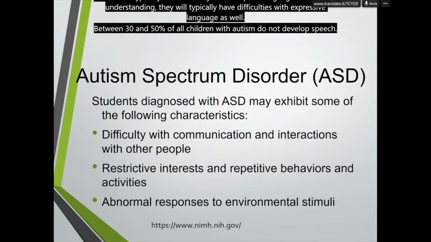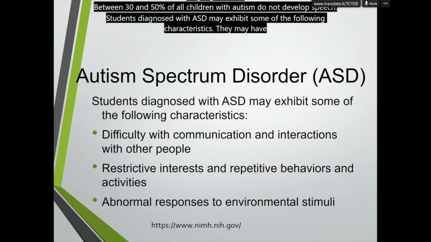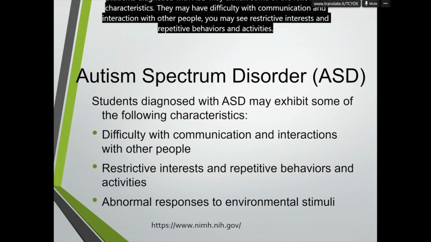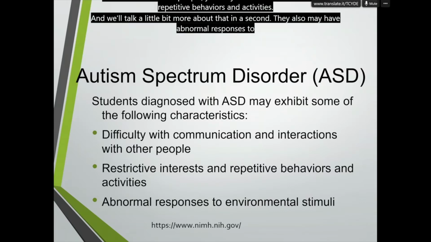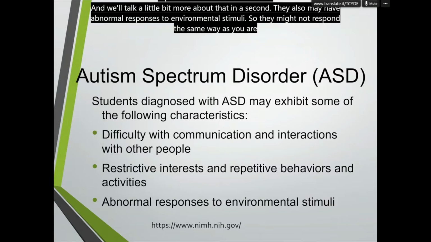Students diagnosed with ASD may exhibit some of the following characteristics. They may have difficulty with communication and interaction with other people. You may see restrictive interests and repetitive behaviors and activities. And we'll talk a little bit more about that in a second. They also may have abnormal responses to environmental stimuli. So they might not respond the same way as you or I to noises in the background, to the fluorescent lights that they're seeing.